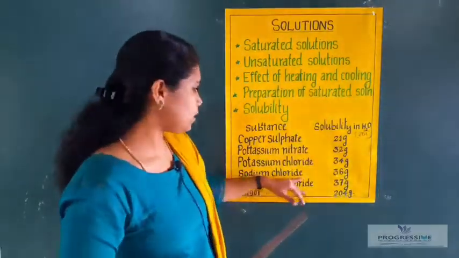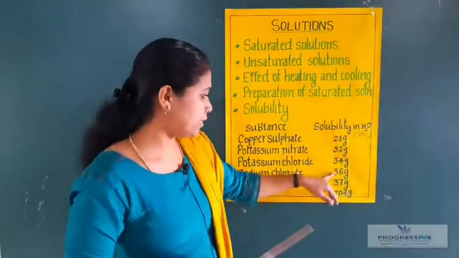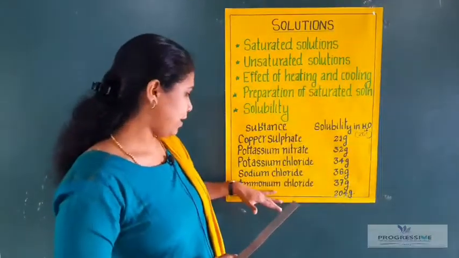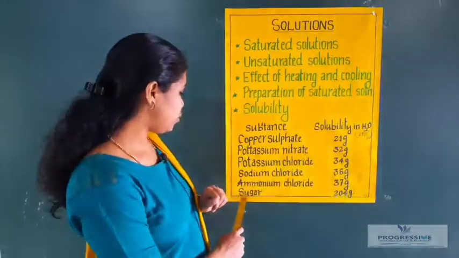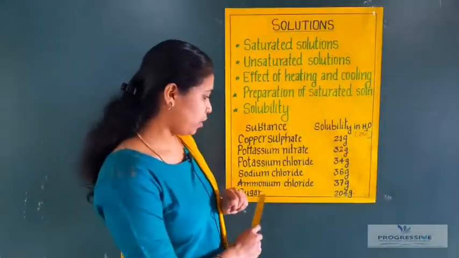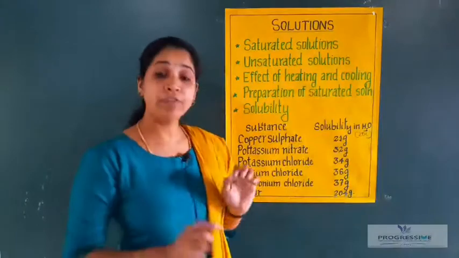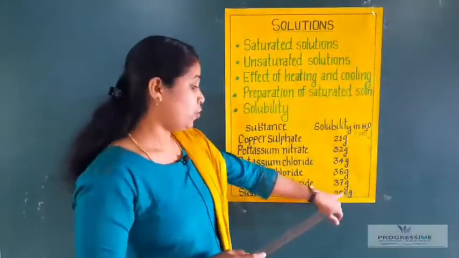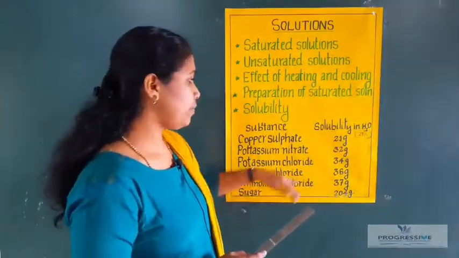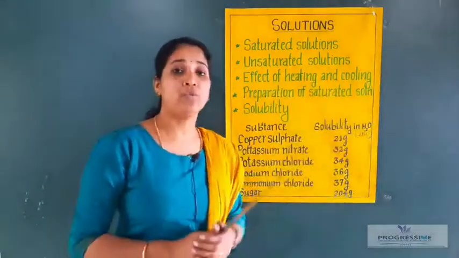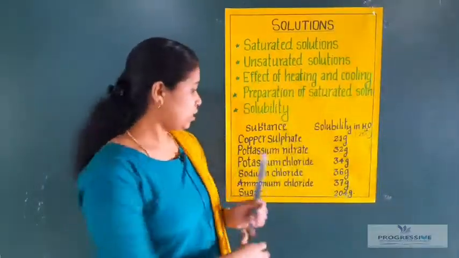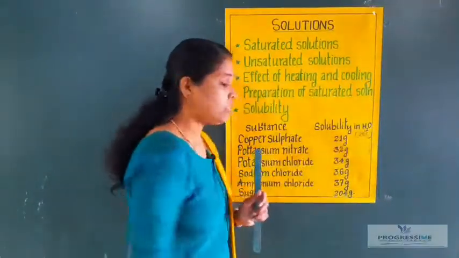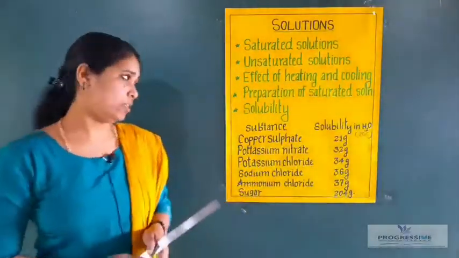And next one, sodium chloride is 36 gram. And next one, ammonium chloride is 37 gram. And the last one, sugar. You can see 204 gram. That is 204 gram of sugar can be dissolved in water at 20 degrees Celsius. So, this is the solubility of these substances at 20 degrees Celsius in water.